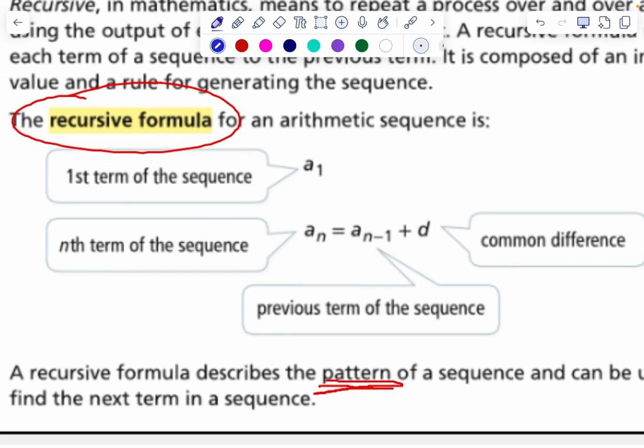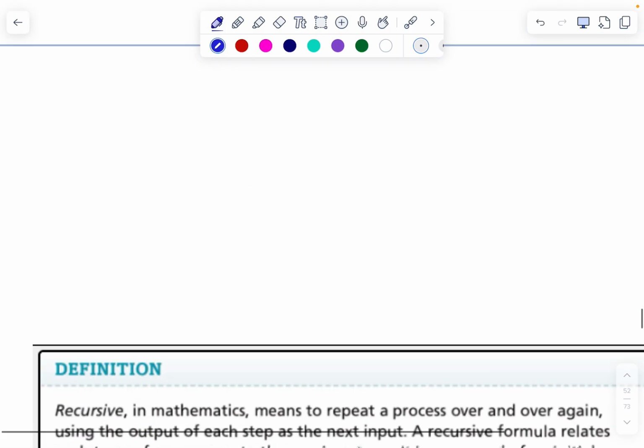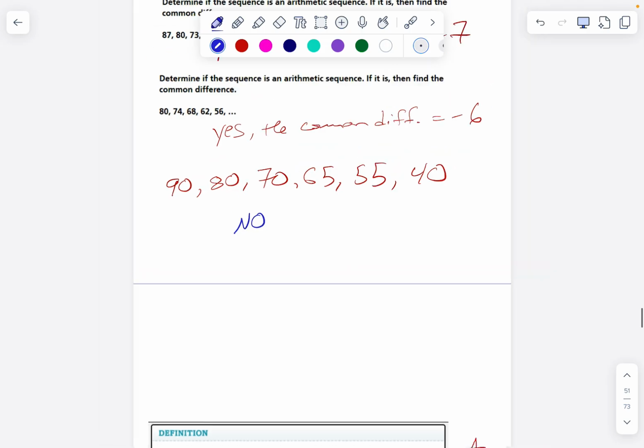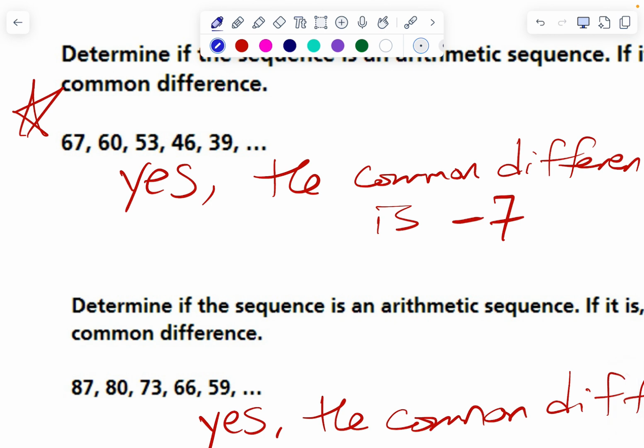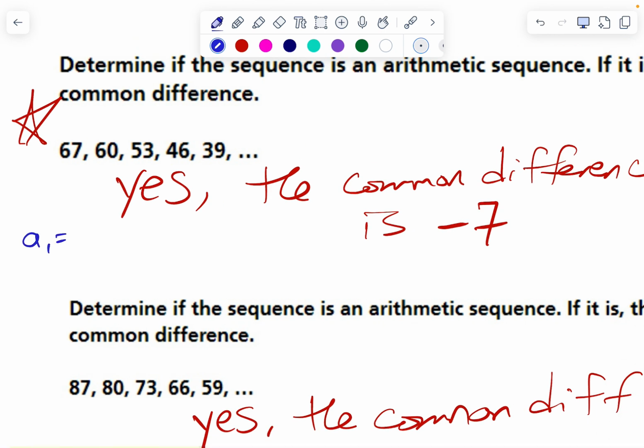Now we know what a sub 1 means. That's the first term in our sequence. The nth term is whichever term we care about, maybe the 10th term. So we take the one before it and we add the common difference. If we go back to these examples, what is the first term in this sequence? What would a sub 1 be? What was our common difference?